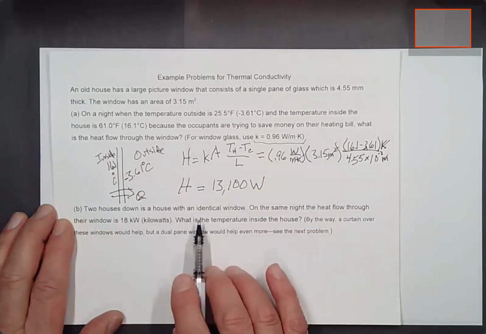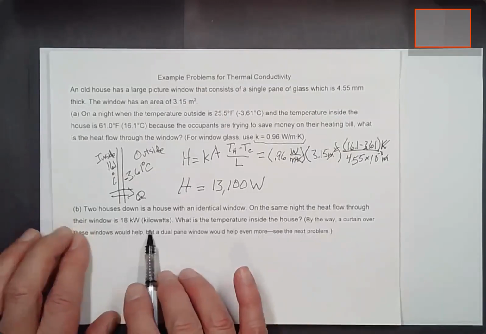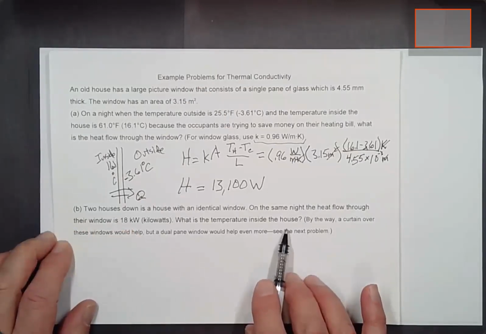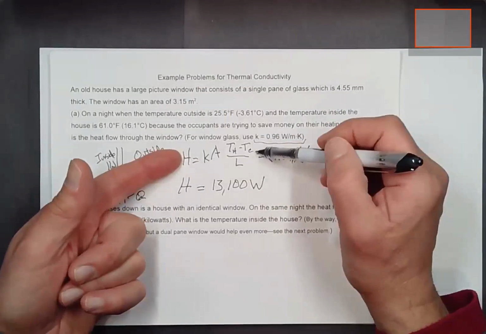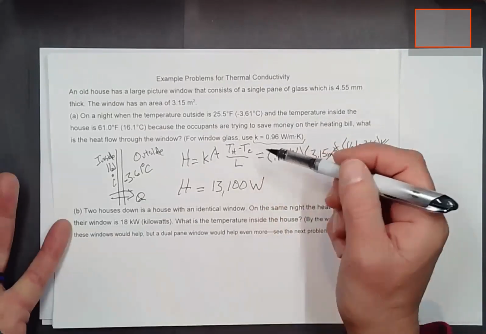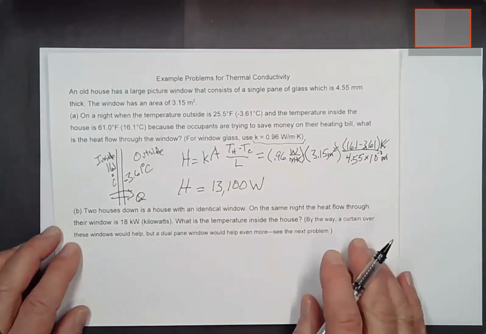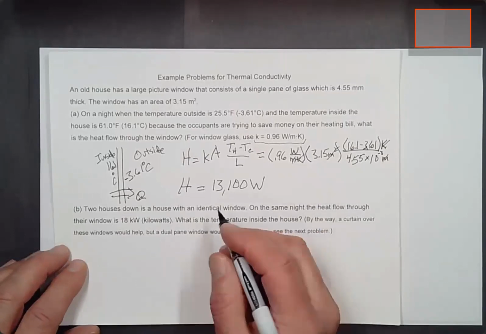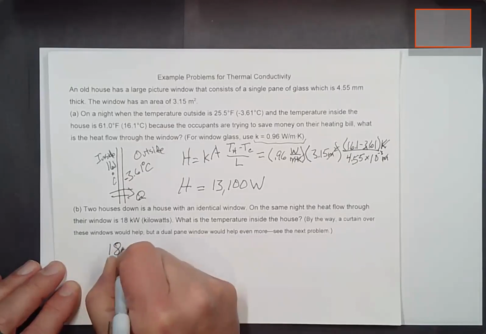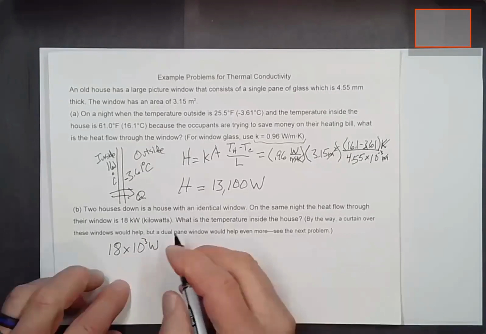Now, two houses down is a house with an identical window. On the same night, the heat flow through their window is 18 kilowatts. What's the temperature inside the house? So here, everything is the same except the T sub H in the house is an unknown quantity. We know what the temperature outside is. We just have to figure out what the temperature inside is. So we can just set up an equation where this time we know H, it's 18 times 10 to the third watts. That's what a kilowatt is.